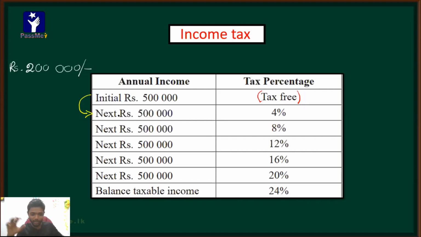Your mothers and fathers all together, as a family at the end of the year, your family earns 5 lakhs and 1 rupee for a year. The first 5 lakhs is tax free, but your salary comes to the second category as the next 5 lakhs. The first 5 lakhs, okay, no tax, it's okay, but you have 1 rupee which is allocated to this row. So you have to pay income tax for 1 rupee.